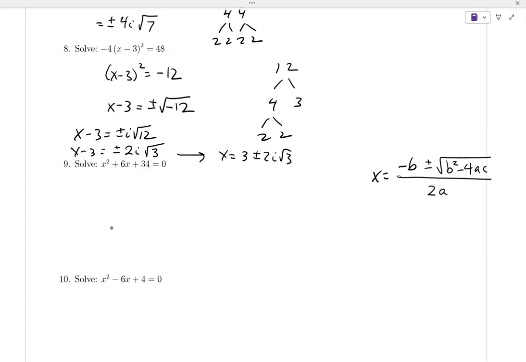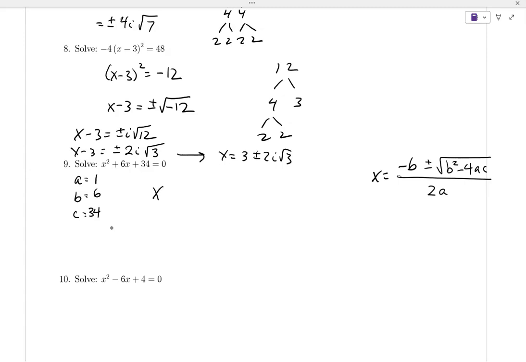And then don't forget, it's all over, right? The 2a is below the b and the square root piece. All over 2a. Good. So in this equation over here, what's a equal to? 1, because that's the coefficient on the x squared. b is 6, and good. c is 34.